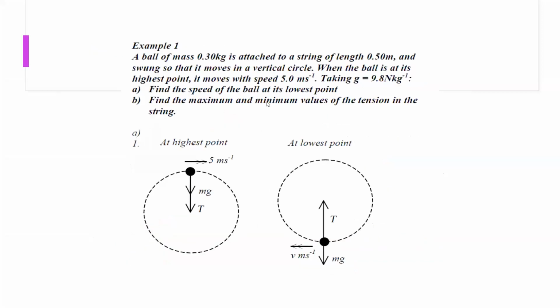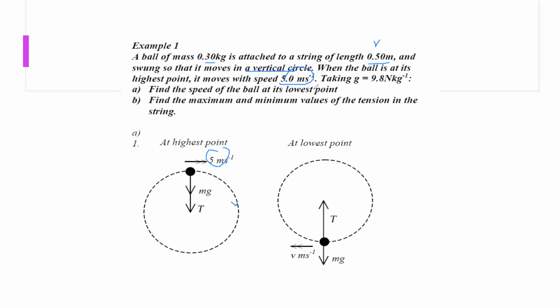So example, a ball of mass 0.3 kilogram is attached to a string of a length 0.5 meters. So length of a string is actually a radius of the circular path, and swung so that it moves in a vertical circle. When the ball is at its highest point, it moves at a speed of 5 meter per second. So it is moving at a speed of 5 meter per second at the highest point. Find the speed of the ball at the lowest point.